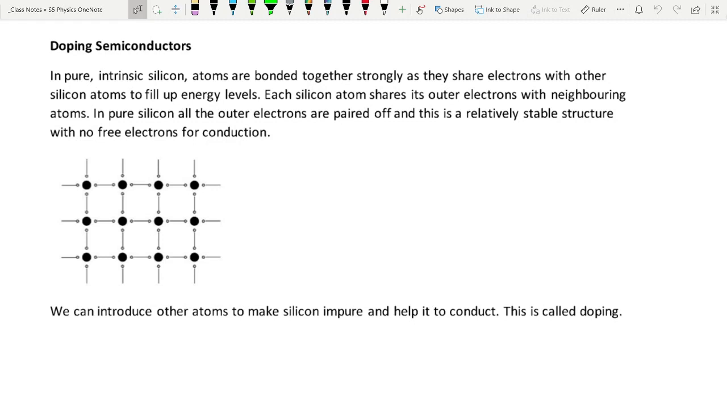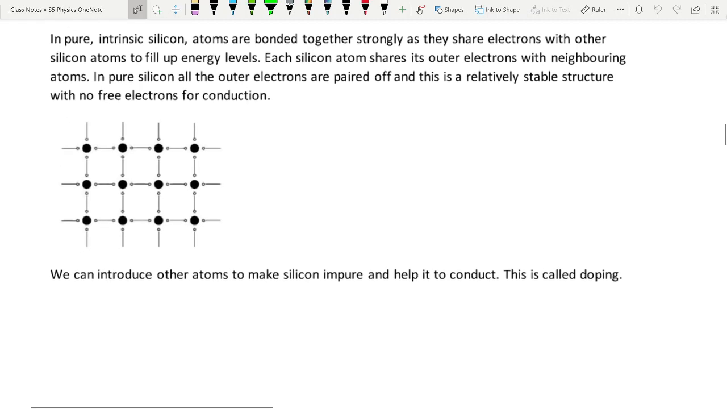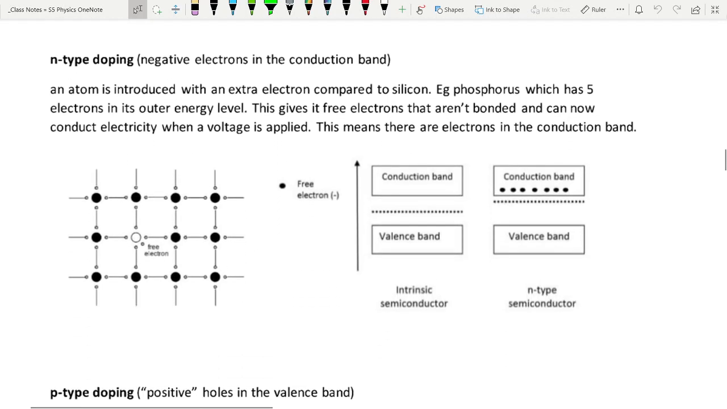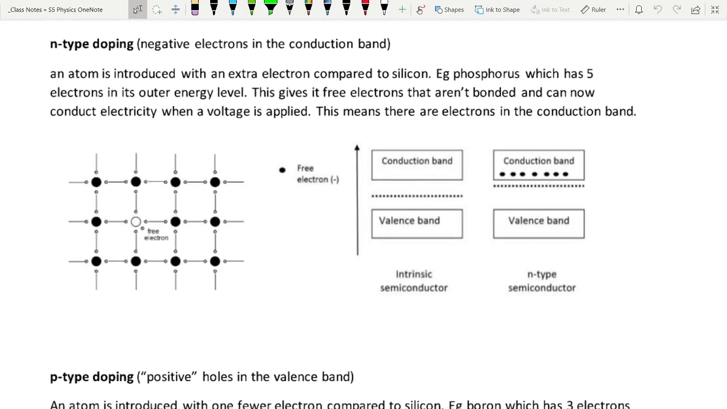Each silicon atom shares its outer electrons with neighbouring atoms. And in pure silicon, all the outer electrons are paired off, and this is a relatively stable structure. You can, again, if you give it enough energy, make it conduct. But a lot easier is we can introduce atoms to make silicon impure and help it conduct, called doping. So N-type doping is when you have negative electrons in the conduction band. It's not very catchy, I know, but that's basically what N-type doping is.